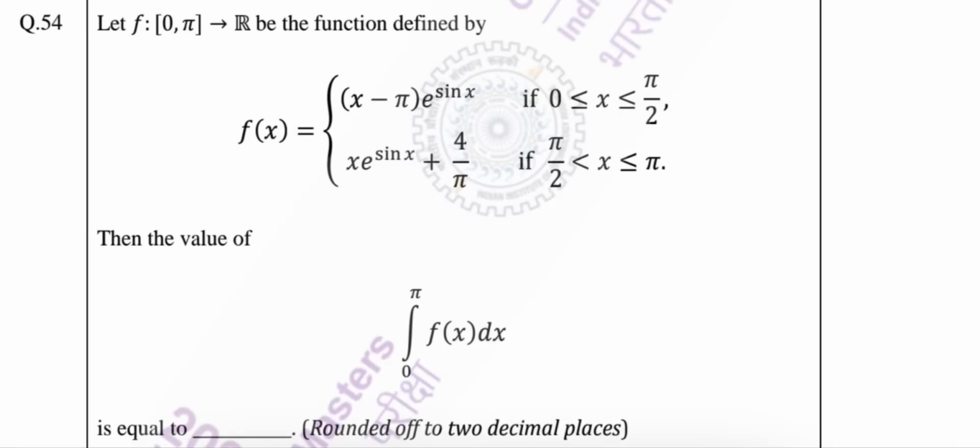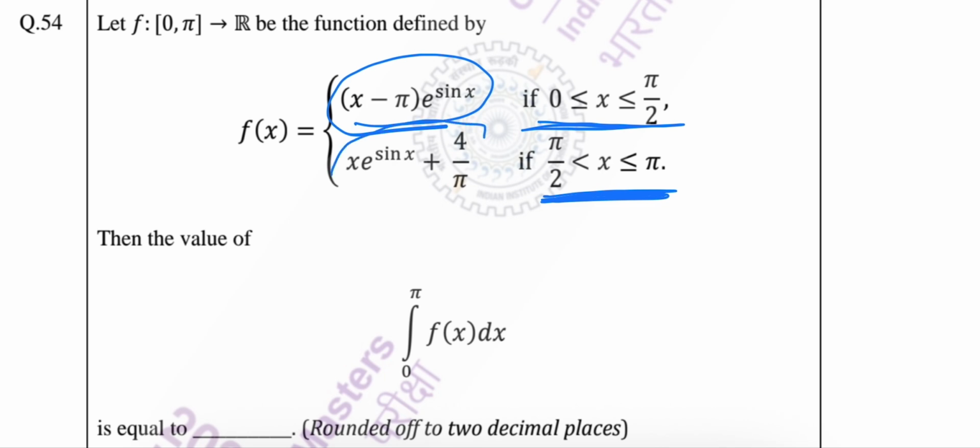Here you see the interval is 0 to pi, but you see for 0 to pi by 2 the function is this one, and the remaining interval, that is pi by 2 to pi, the function is this one.